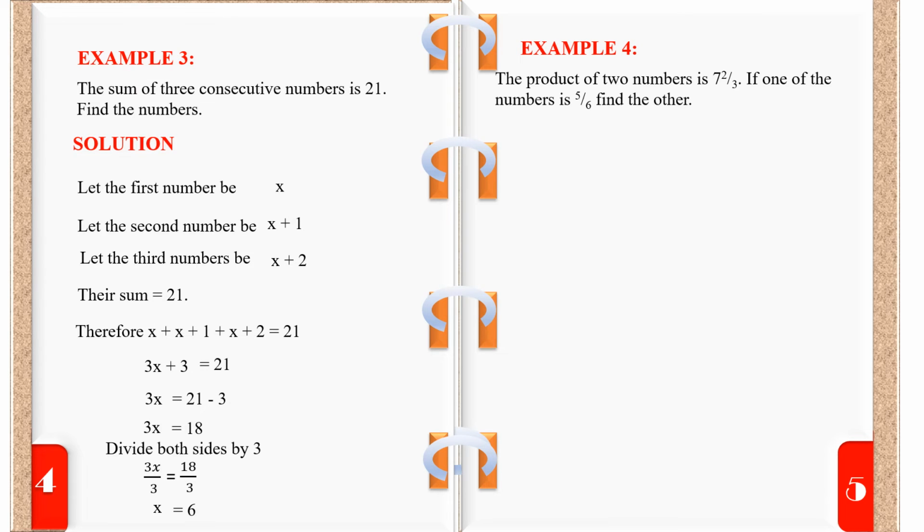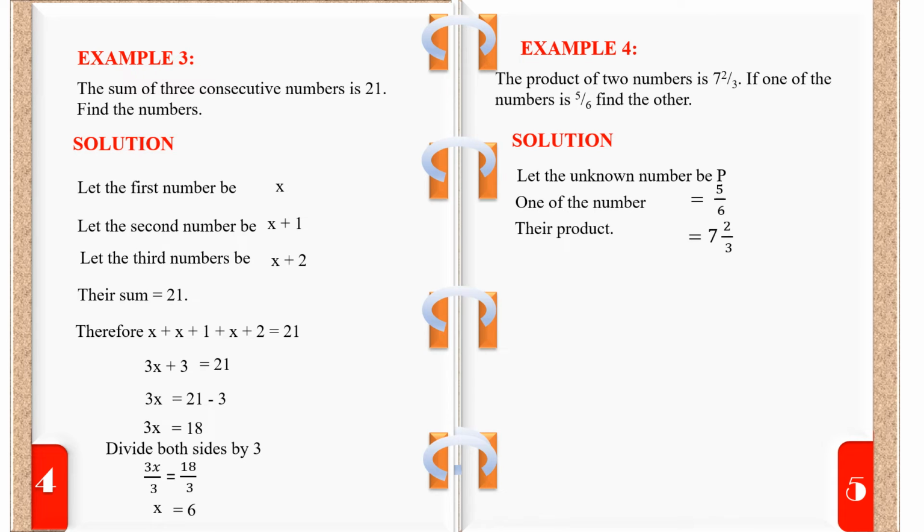Example 4. The product of 2 numbers is 7 whole number 2 over 3. If one of the numbers is 5 over 6, find the other number. To solve that, we say let the unknown number be P. We are using P this time around to represent the unknown number. We have been given one of the numbers to be equal to 5 over 6.